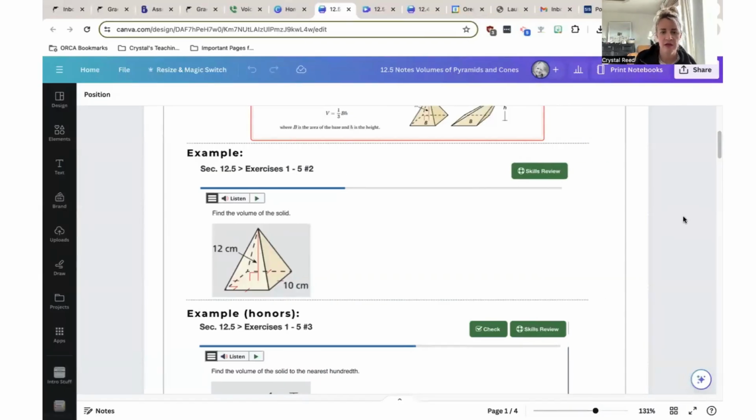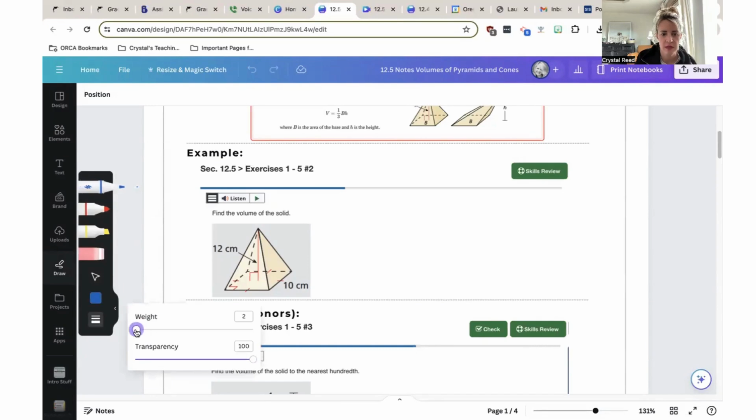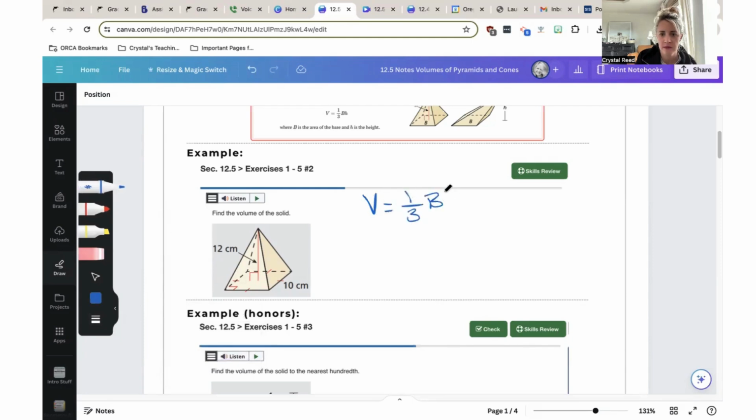Right, example 1. Again, we're going to use our formula for the volume of a pyramid. So the volume of a pyramid equals 1/3 area of the base times the height. In this case, our base is a square, so it's 10 by 10. So the area of the base is 10 by 10, 100. So volume equals 1/3 area of the base, 100, times the height, which is 12. Put that in your calculator, or we can just do 1/3 of 12 is 4, and 4 times 100 is 400. 400 centimeters cubed.